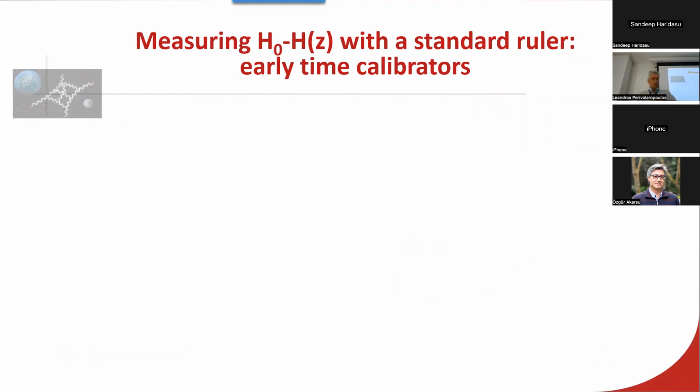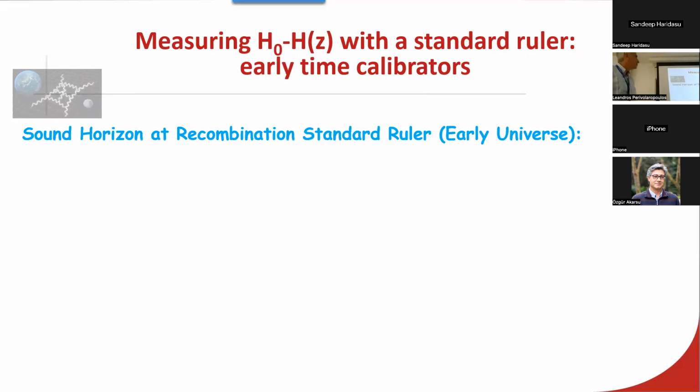Now the most accurate way we have so far to measure the Hubble constant is using the standard ruler of the sound horizon at recombination. This gives us an extremely small error, smaller than all other measurements. But it also has some assumptions hidden in it, and let's see these assumptions.